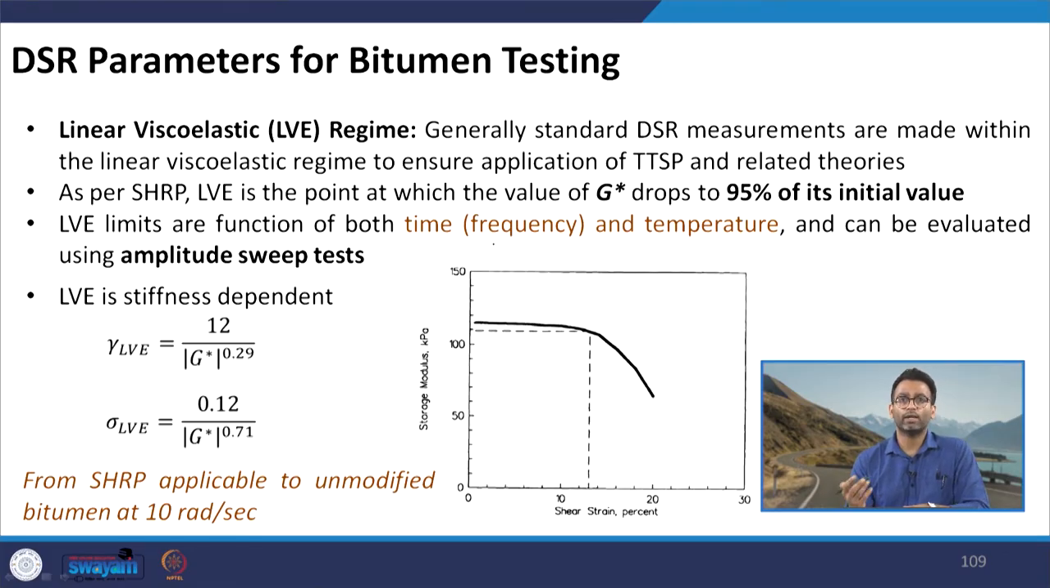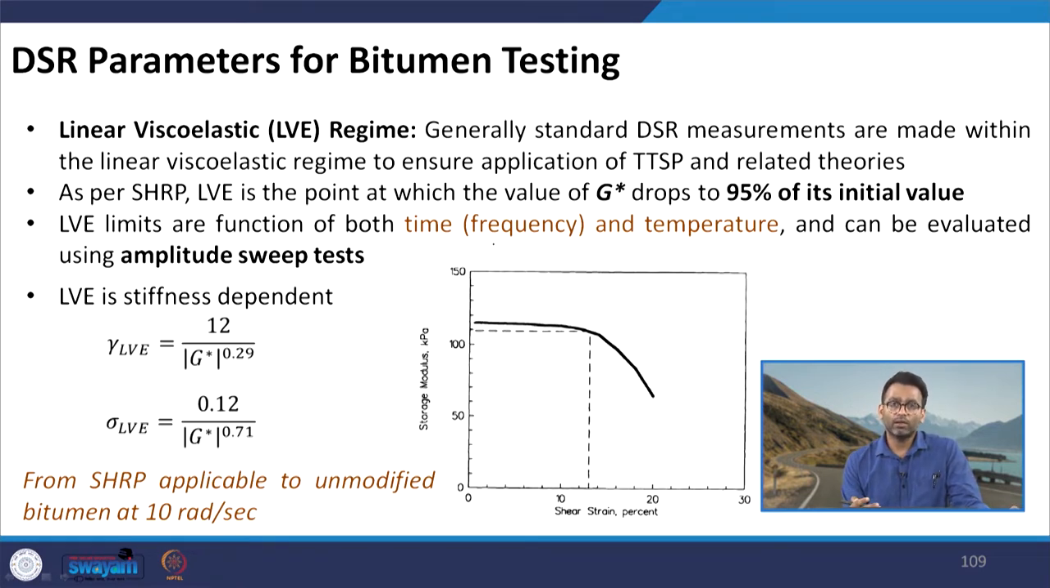In this particular slide, we were talking about the linear viscoelastic regime, and as I mentioned, typically while testing bitumen using a dynamic shear rheometer, we use low strain amplitudes and we ensure that the measurements which we are doing are well within the linear viscoelastic regime, because various assumptions, for example, application of the time temperature superposition principle and other related theories are applicable only for linear viscoelastic materials.